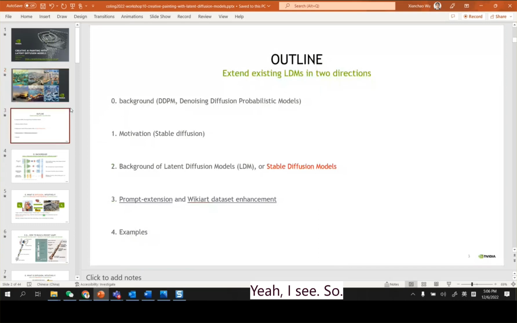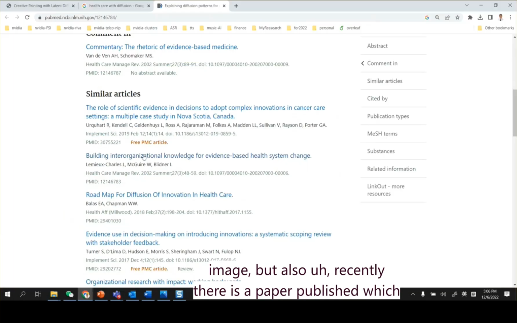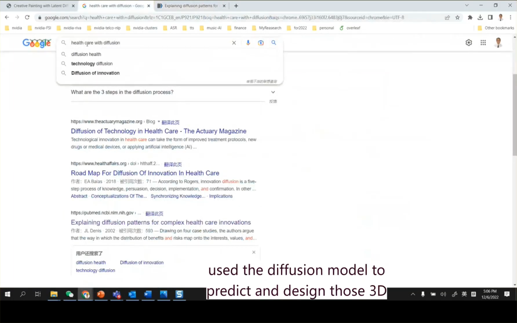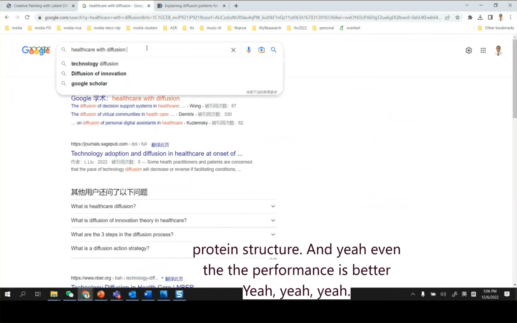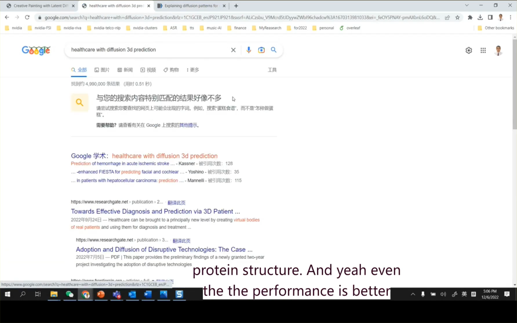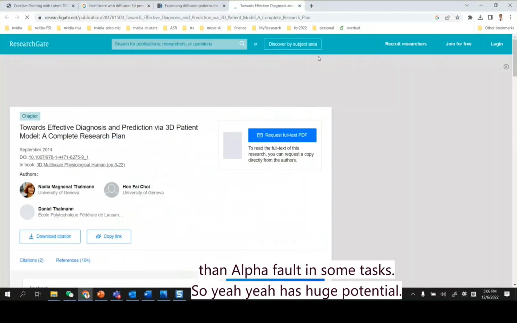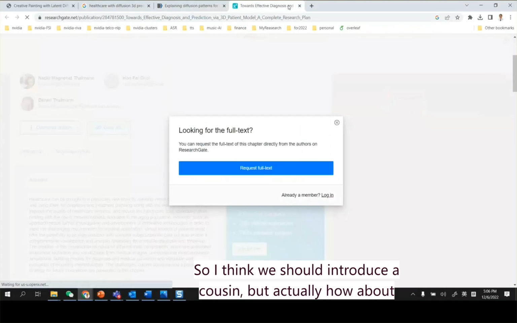Yeah, I see. The diffusion model has not only been applied to images, but recently a paper was published which used a diffusion model to predict and design 3D printing structures. Even the performance is better than AlphaFold in some tasks. Nice, so it has huge potential. Exactly. So I think we should introduce it to the customer.